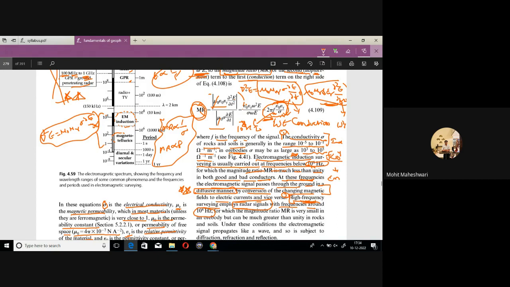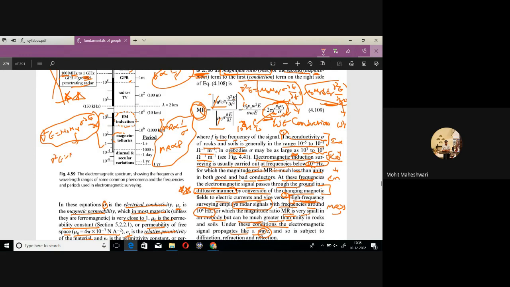In these conditions, the electromagnetic signal propagates like a wave. In the case of ore bodies, the magnitude ratio is small, but for the other one, it can be greater than unity. And if the magnitude ratio is greater than unity, that means the second term is the dominant term. In that case, the first term will be negligible and the second term will be effective there.